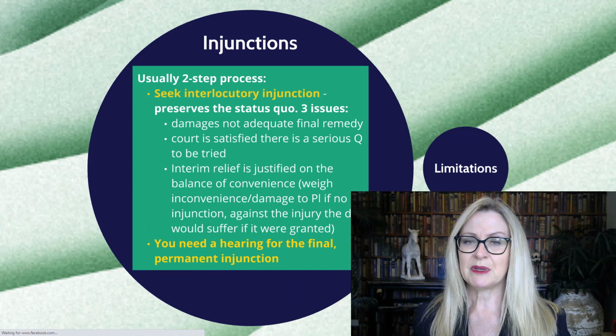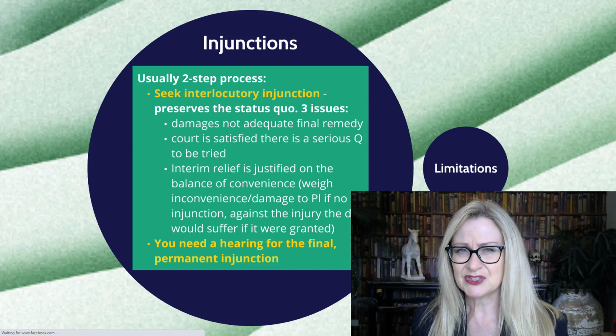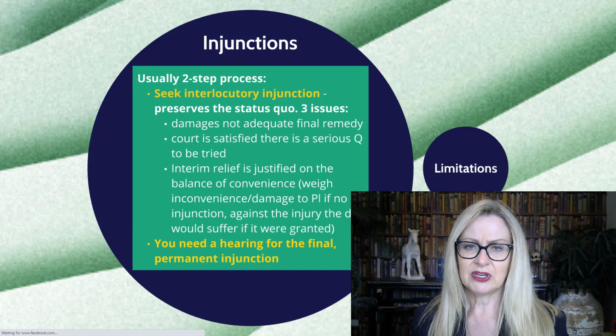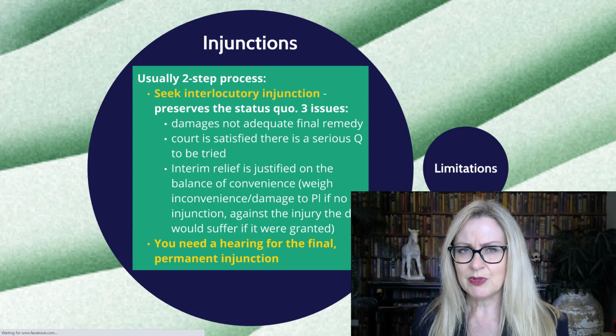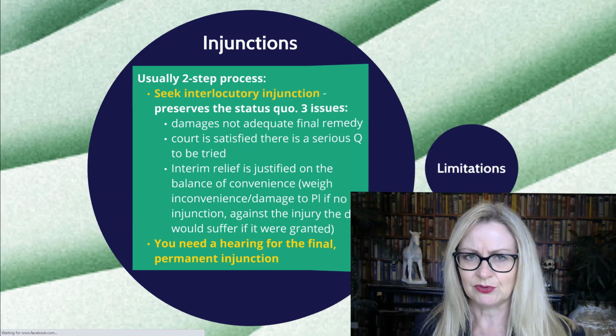Firstly, damages must not be an adequate final remedy. The court has to be satisfied that there's a serious question to be tried, not a vexatious or frivolous action. And finally, the interim relief is justified on the balance of convenience. So you need to weigh up the inconvenience or damage to the plaintiff if no injunction was awarded compared to the injury the defendant would suffer if the injunction was granted. To get a final injunction, you need to go to a hearing and all parties have to be present and argue the case in full.